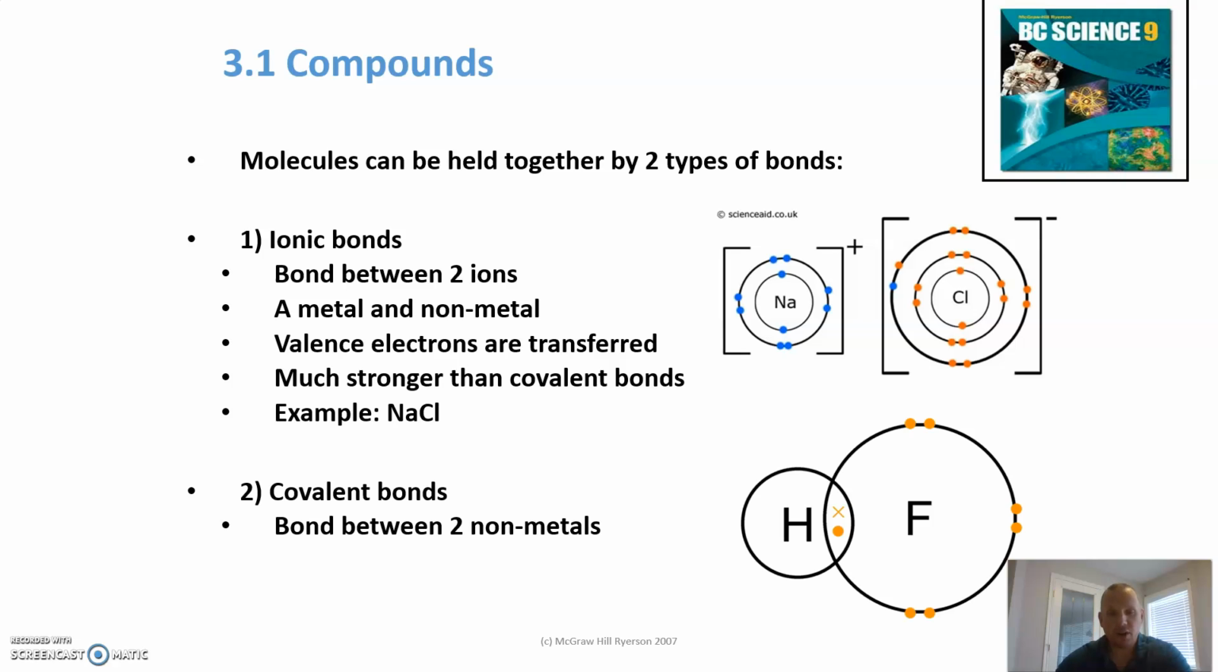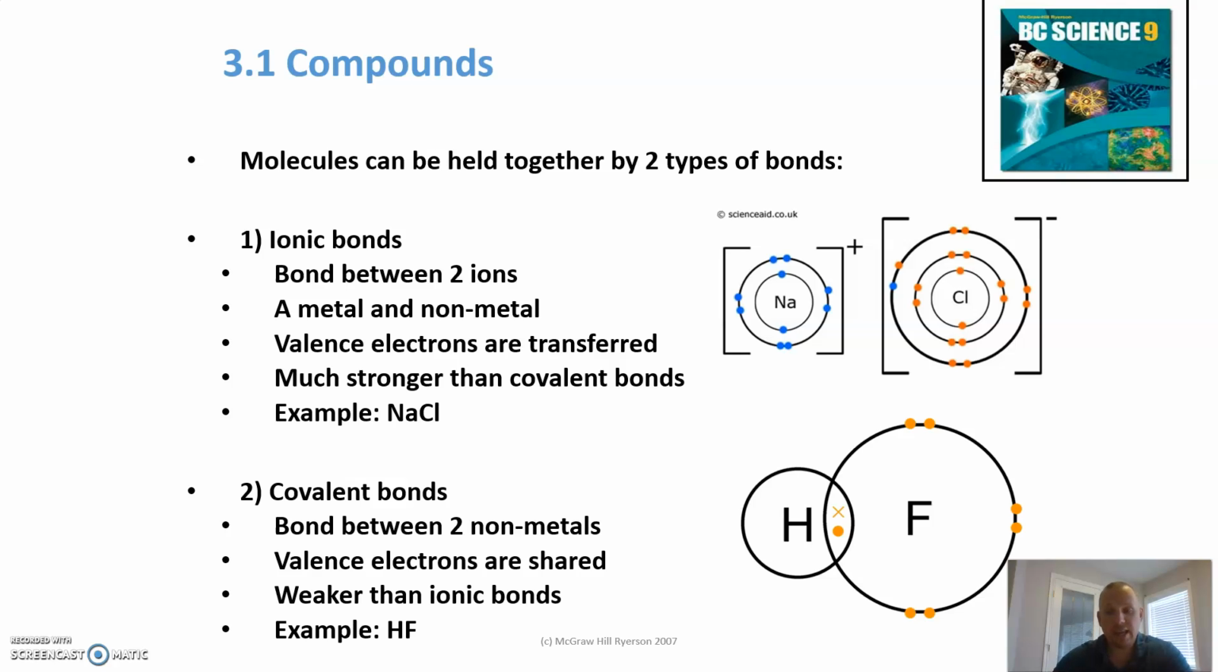Covalent bonds are between two or more nonmetals. And instead of an electron being transferred from one atom to another, they actually both share some of their valence electrons with each other. So this example right here, hydrogen and fluorine. Hydrogen has one valence electron, and it needs one more. Fluorine has 7 and it needs 1 more. So they both share 1 electron with each other. So they both have a full outer shell.